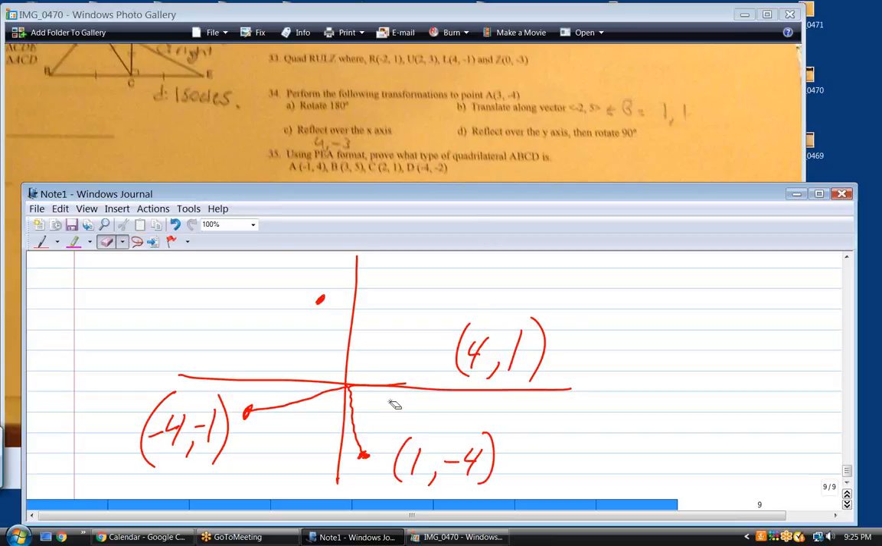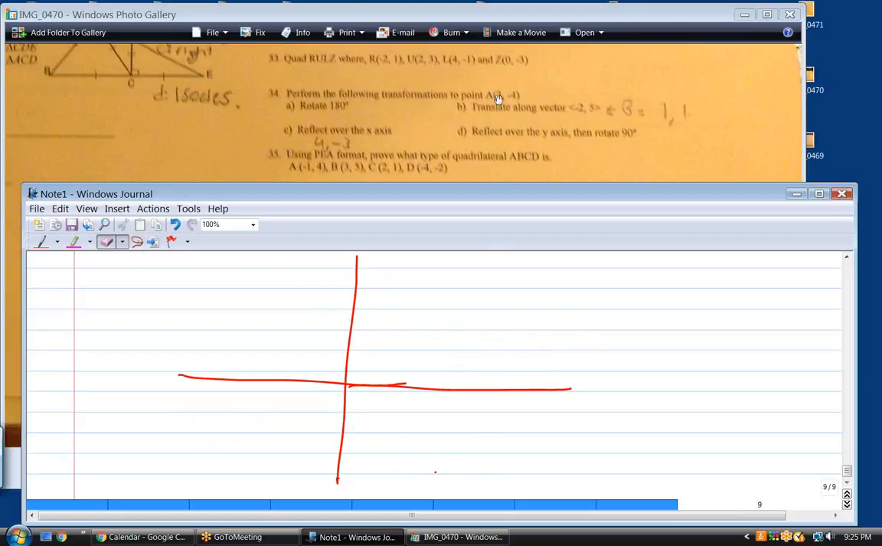Reflections are easy. In other words, for reflections I don't need numbers that are far apart. I can do 3 comma negative 4. There's my 3 comma negative 4. If I reflect that over the x-axis, what are my coordinates? 3, 4. And if I reflect it over the y-axis, what are my coordinates? -3, -4. Yeah, it's easy to do reflections.